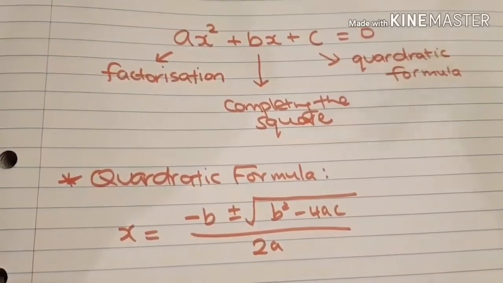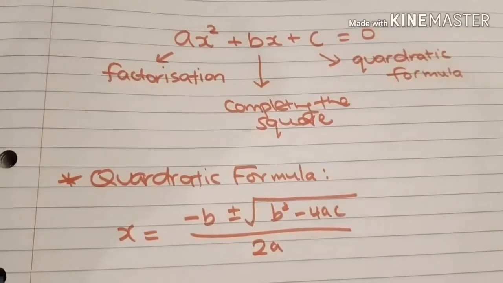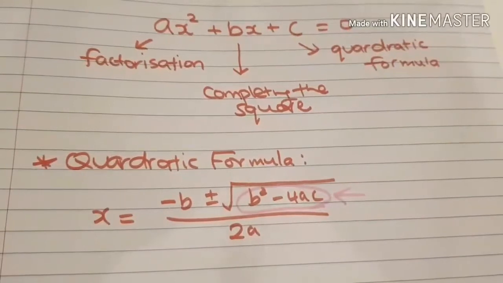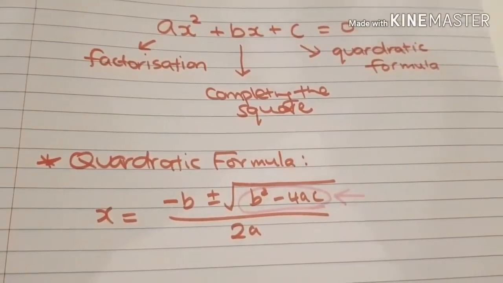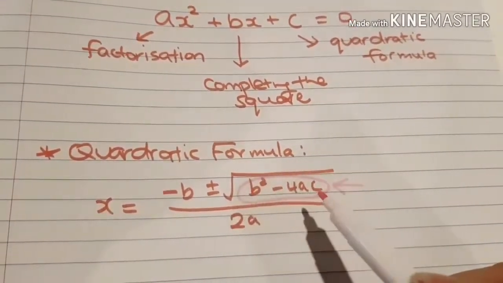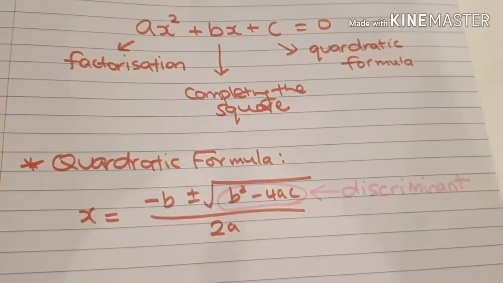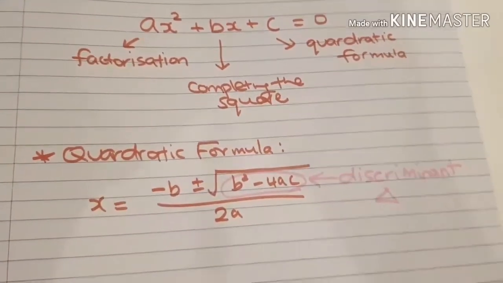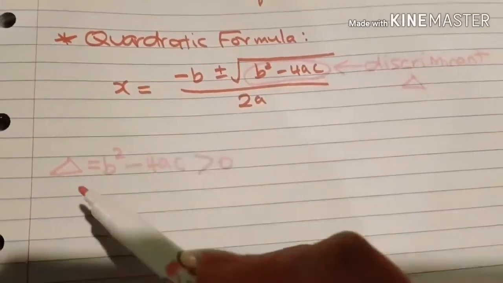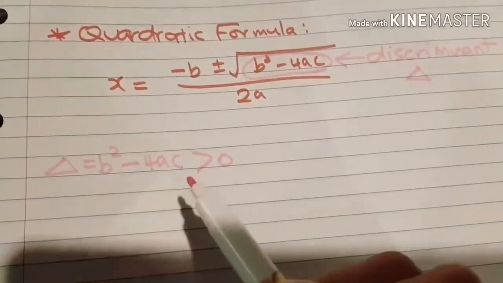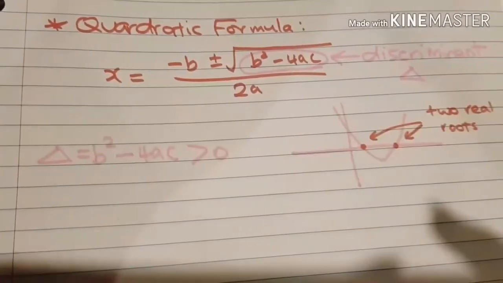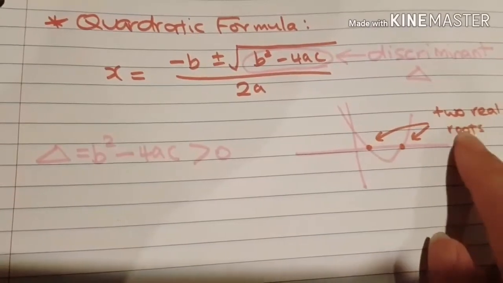And if you would like to find out how many solutions there are, basically how many roots there are, we use this part to calculate and see how many roots there are. What do we call this part? We call it the discriminant, and the symbol was the triangle. So we knew that when the discriminant is greater than 0, a positive value, then there are two real solutions, where we get two real roots.